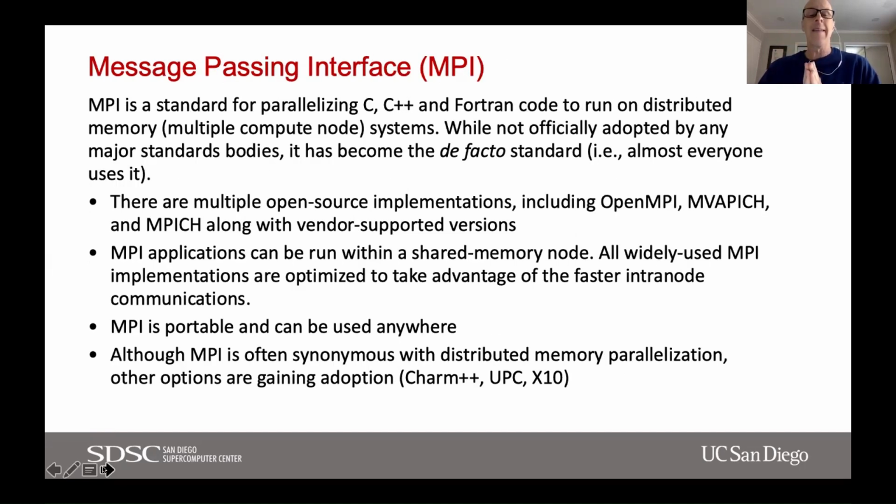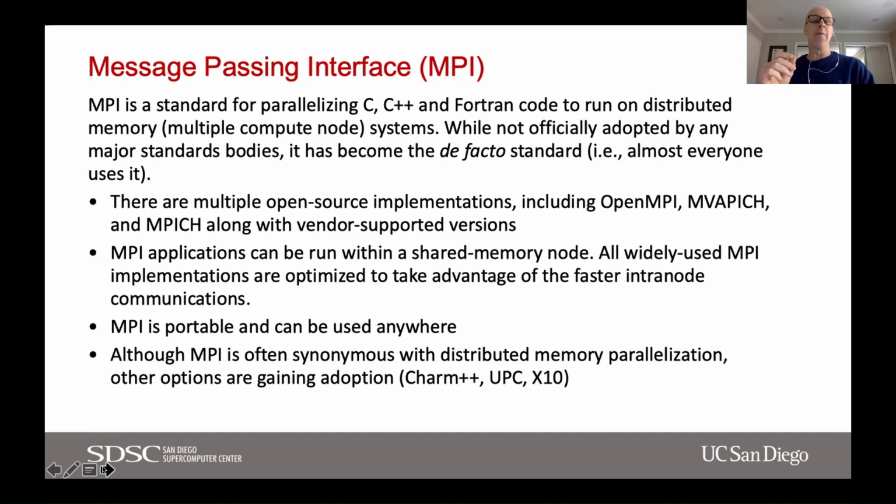I know that this is not a presentation for programmers. This is for end users of supercomputers. But I do want to talk a little bit about MPI, the Message Passing Interface, and OpenMP. MPI is a standard for parallelizing C, C++, and Fortran code so that they can run on distributed memory, basically multiple compute node systems. While it's not officially adopted by any of the major standards bodies, it's really the de facto standard for a lot of large-scale parallel computing. De facto basically means that it's pretty much used everywhere.